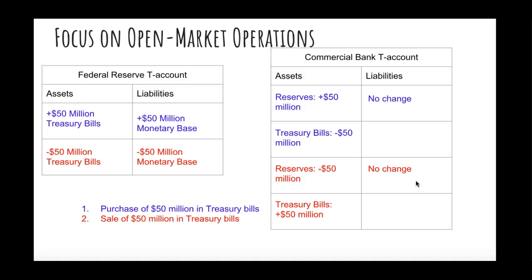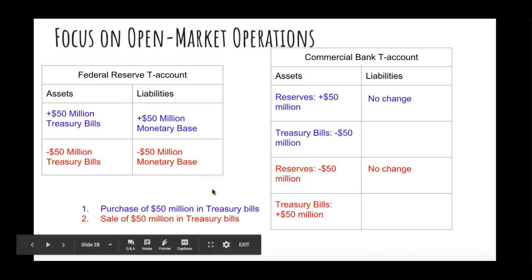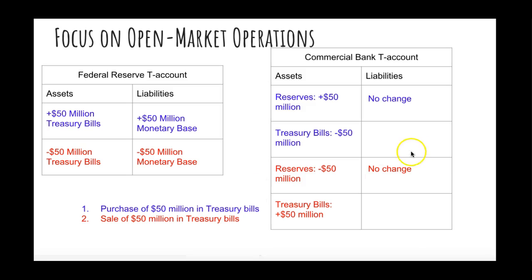The only thing that I will say that could be different is that if the Federal Reserve is buying and selling from the public, because if they're buying and selling from the public, then the public will pay for those T-bills with their checkable deposits. So then you change their liabilities and then you change reserves, but you would not change treasury bills. Okay, so let's give this a shot.